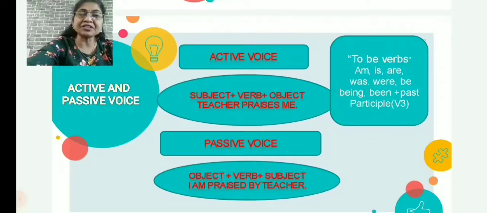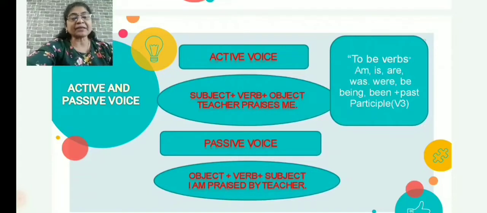What did I say? When we change into passive voice, we have to change the places of subject and object. That means the object will become the subject in passive voice. So, I am praised by teacher. Now here, I, then the word am is there. So what is am? It is a supportive verb. I am praised by teacher.